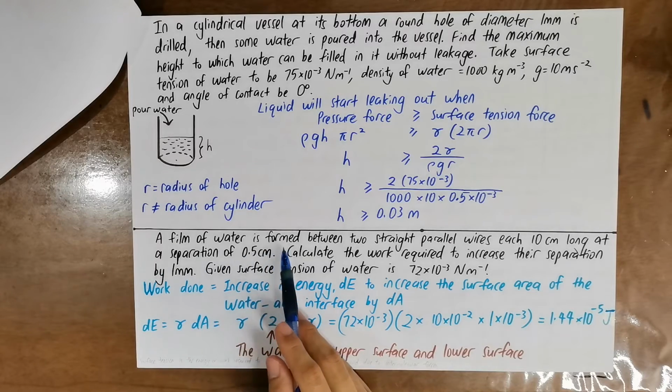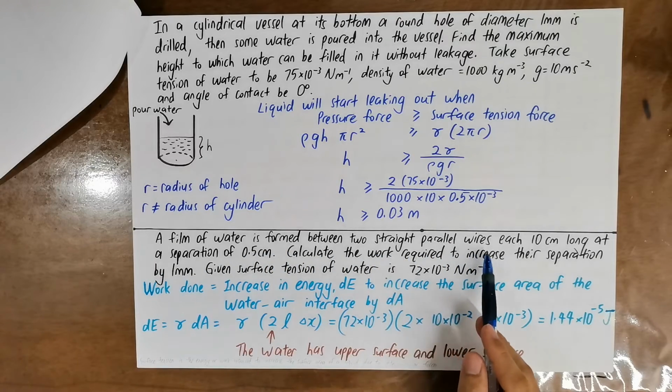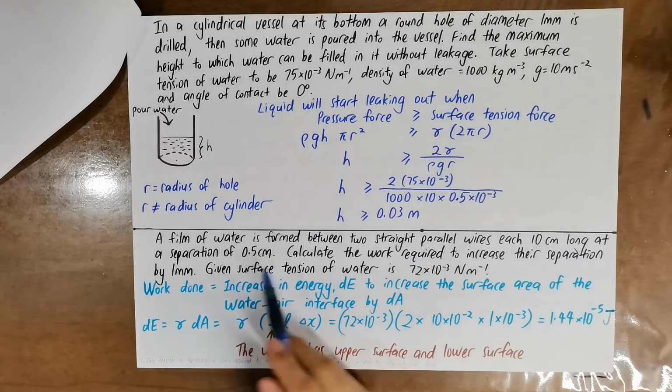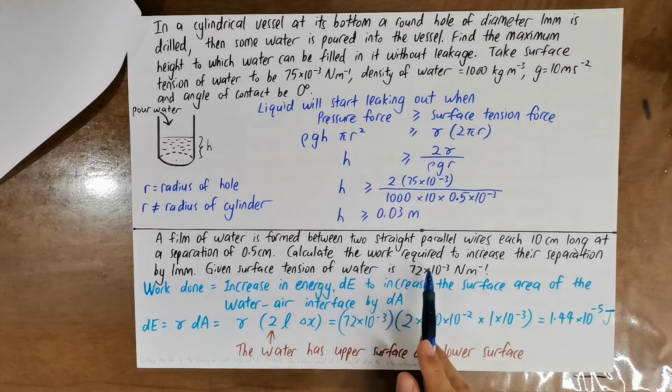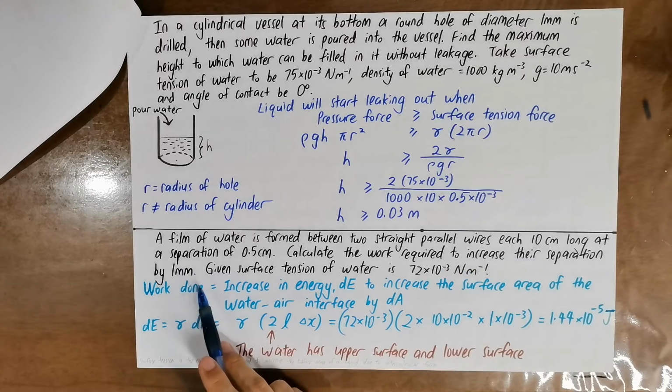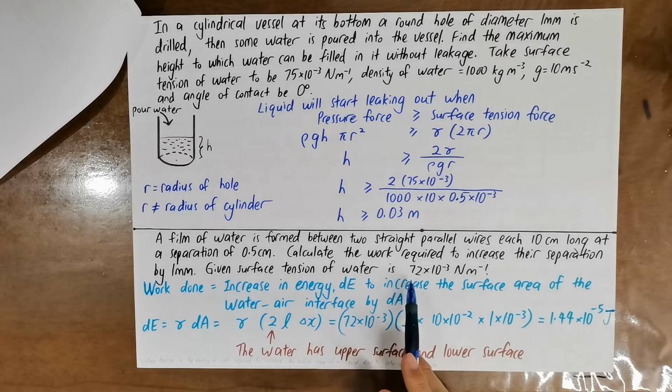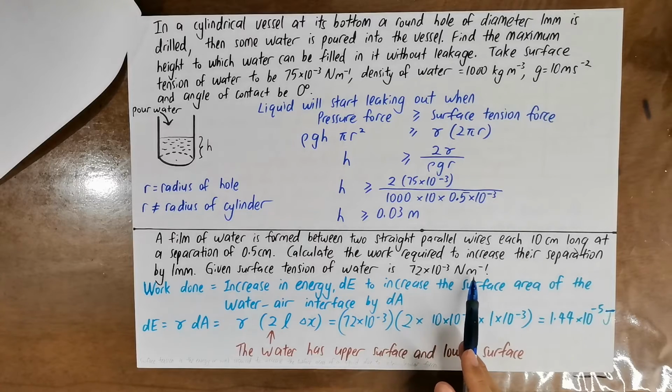A film of water is formed between two straight parallel wires, each 10 cm long, at a separation of 0.5 cm. Please calculate the work required to increase the separation by 1 mm, given the surface tension of water is 72 times 10 power negative 3 Newton per meter.